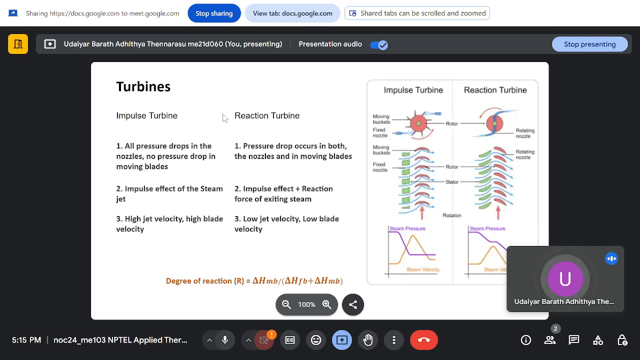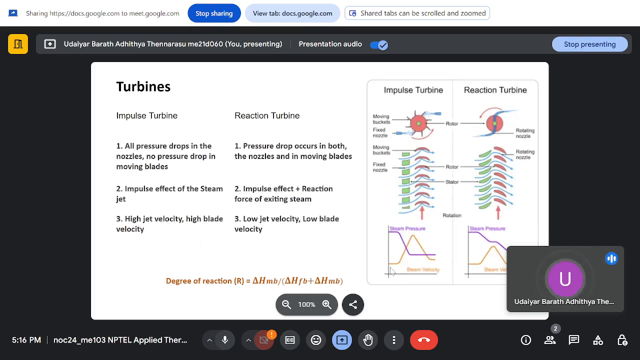So the pressure drop all happens in the nozzle, and there is no pressure drop across the blades. But in a reaction turbine, you have the pressure drop both in the nozzle as well as when it's moving in the blades. So this is driven by the reaction force. That's the major difference between the impulse turbine and reaction turbine. The impulse effect of the steam jet is what drives the impulse turbine, and the impulse effect plus the reaction force is what drives the reaction turbine.